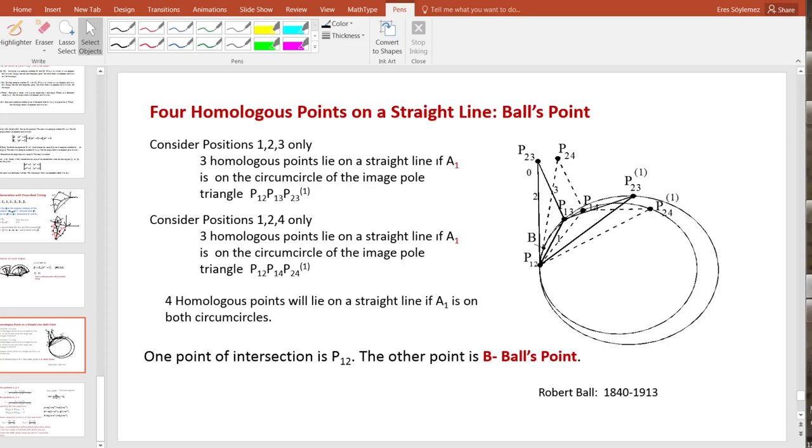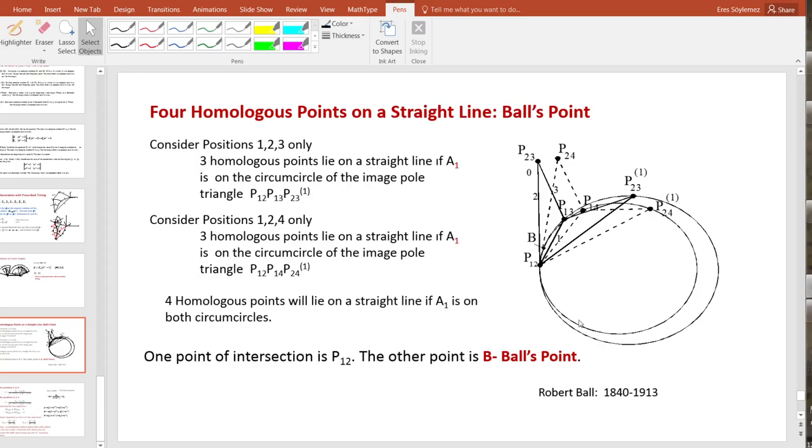Now, the Ball's point is determined geometrically. You draw the two image pole triangles, P12, P13, P23, and P12, P14, P24. You draw the locus of points whose three positions lie on a circle, for positions 1, 2, 3, and positions 1, 2, 4. For four points to lie on a straight line, it has to be on both of these circles, so it is at the intersection of these two circles. There are two intersections of these two circles. One is P12, which is trivial. The other is the Ball's point.